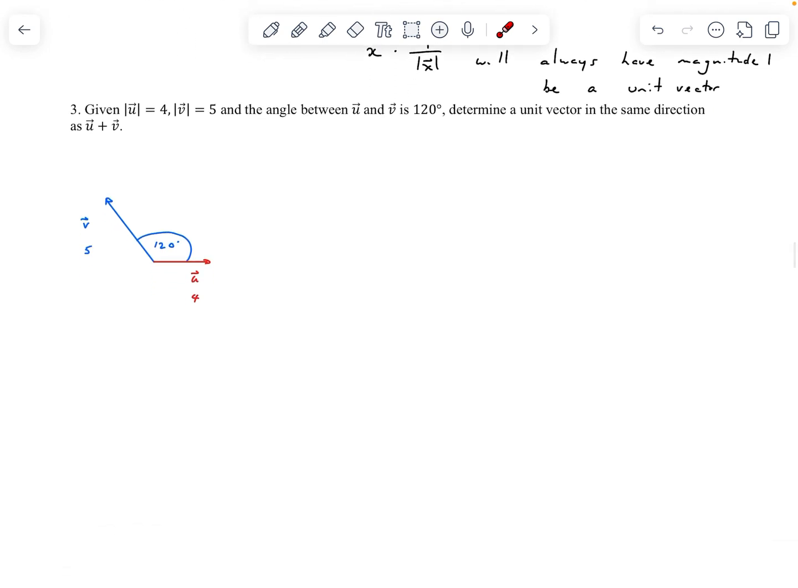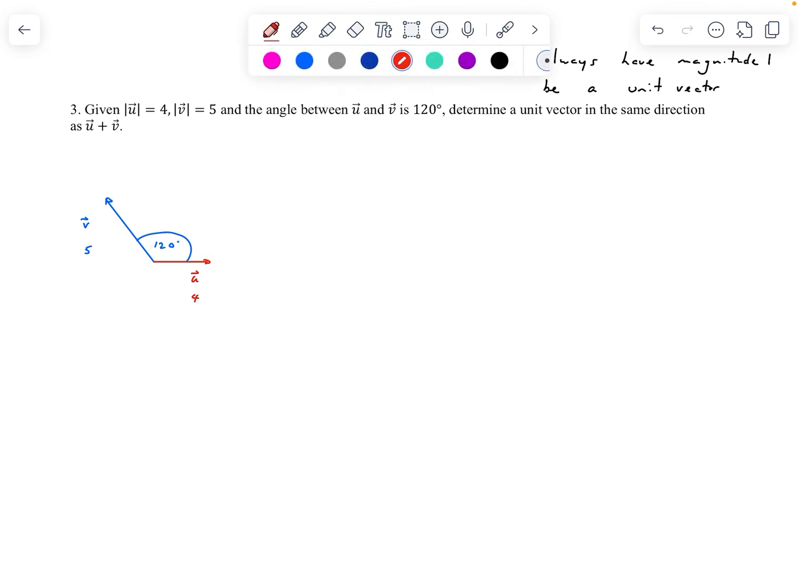So this question here, I've written down what I was given. Here's vector U, it's 4 units long. Here's vector V, it's 5 units long. And the angle between them, when they are tail to tail, is 120. And now it asks me to find a unit vector in the same direction as U plus V. So I need to add those two vectors.